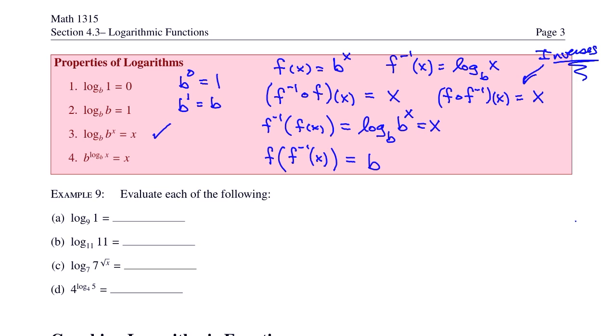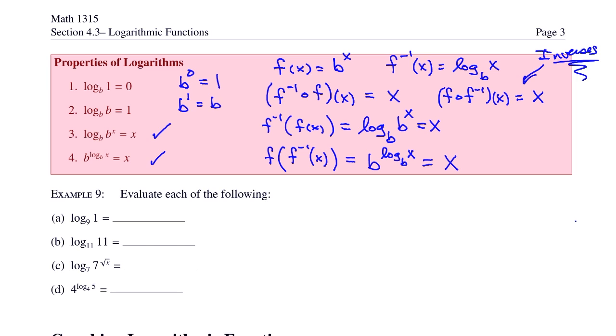B raised to the f inverse. The inverse function is the log function, so it's log base b of x by the inverse rule. That has to be equal to x as well. So we get x there. So property 3 is log base b of b to the x is x. Property 4 is b raised to the log base b of x is equal to x.